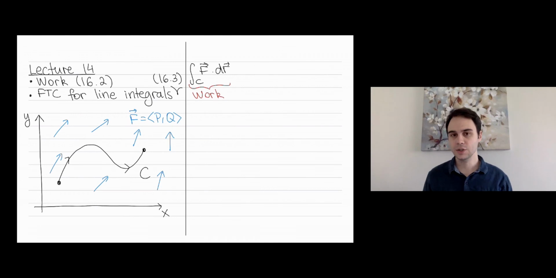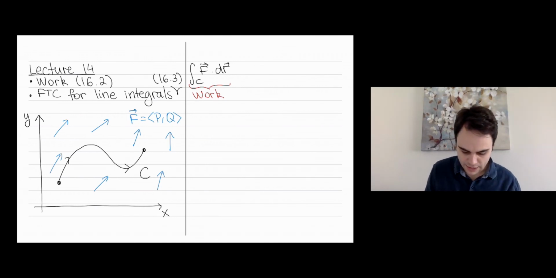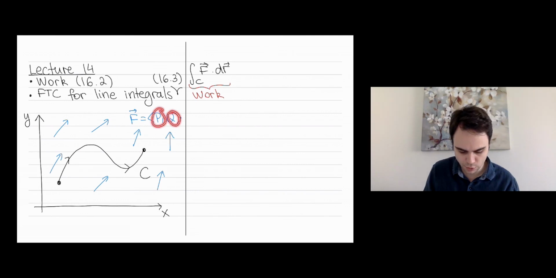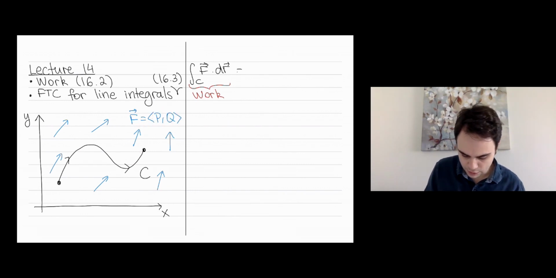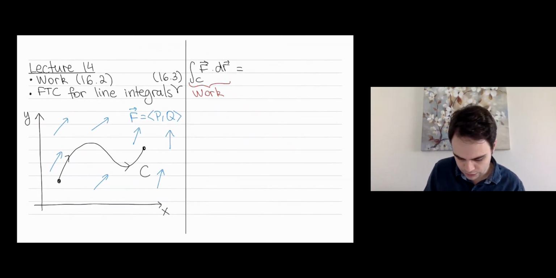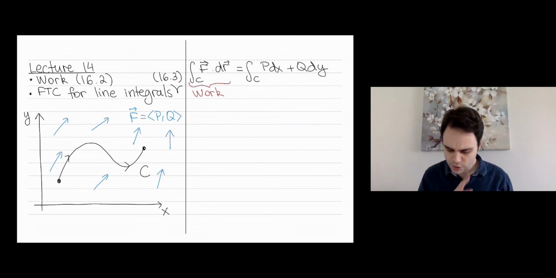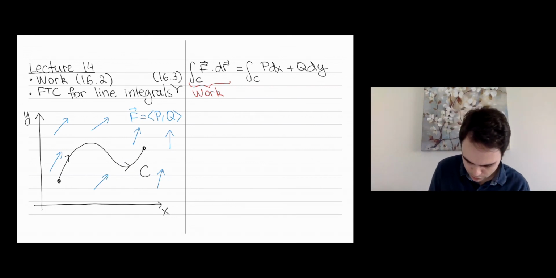And the very last thing I told you last time is that we have an alternative notation for the same integral, which emphasizes the components P and Q of the vector field F. This alternative notation is the integral over C of the first component times dx plus the second component times dy.